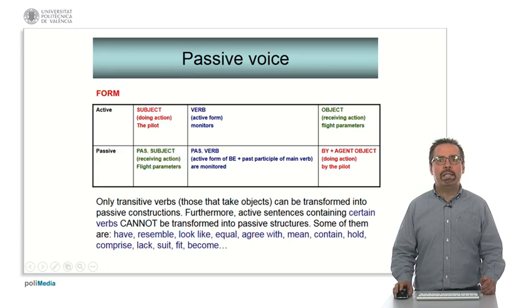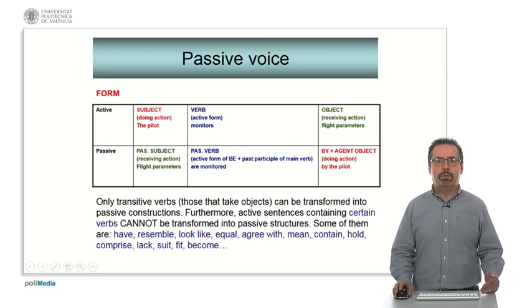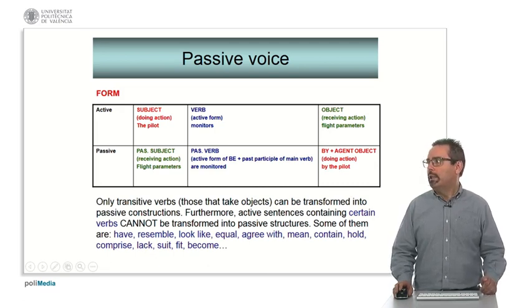The important thing is to know how to transform an active verb into a passive verb and vice versa. But we have to bear in mind that only transitive verbs, that means verbs that can take objects or that are followed by objects, it can be one or two objects, only transitive verbs can be transformed into passive constructions.